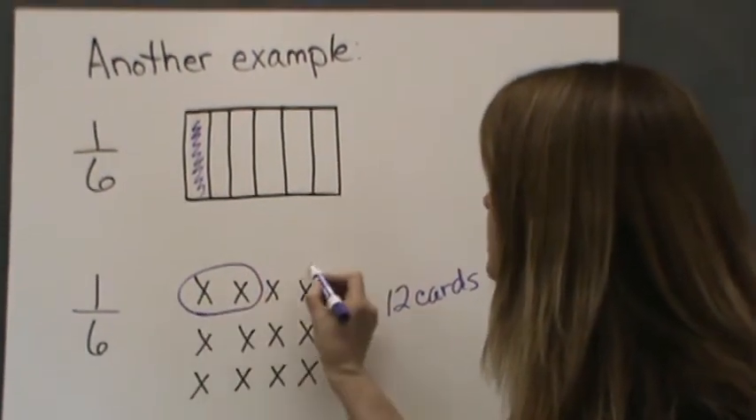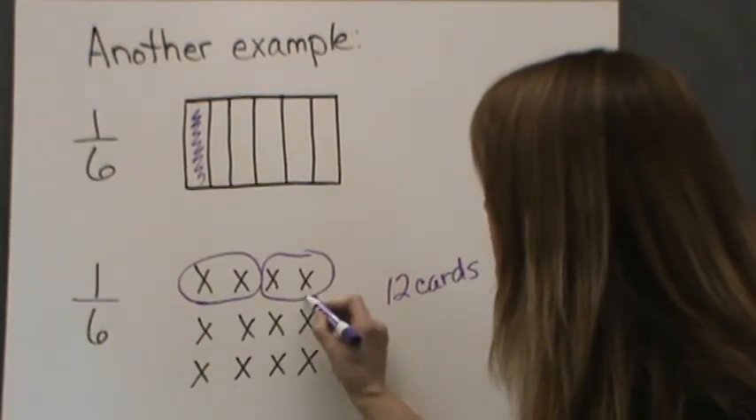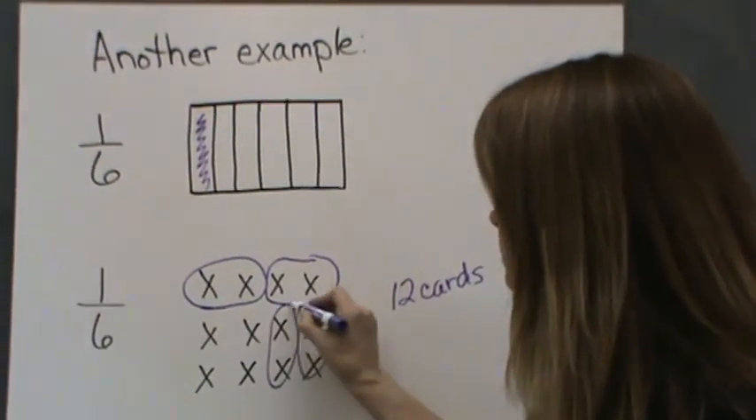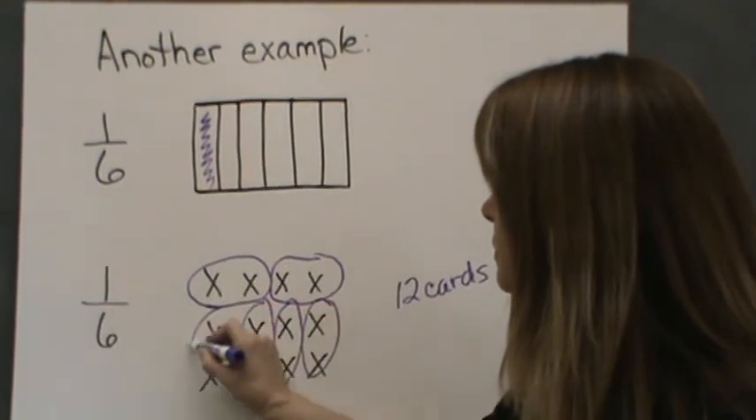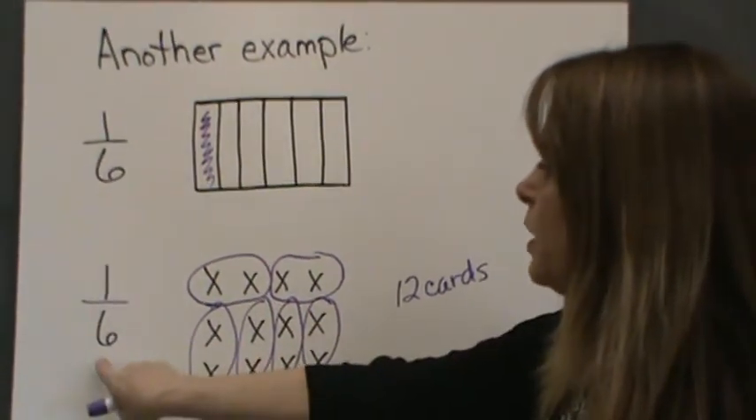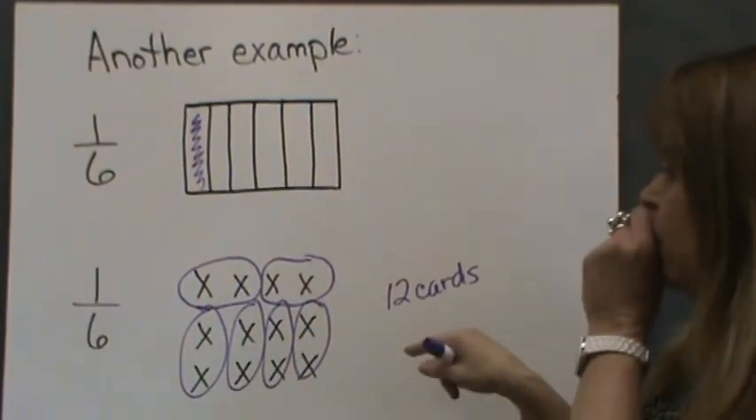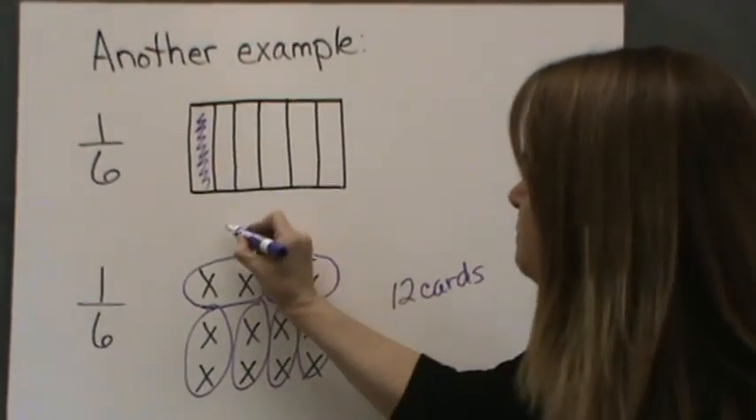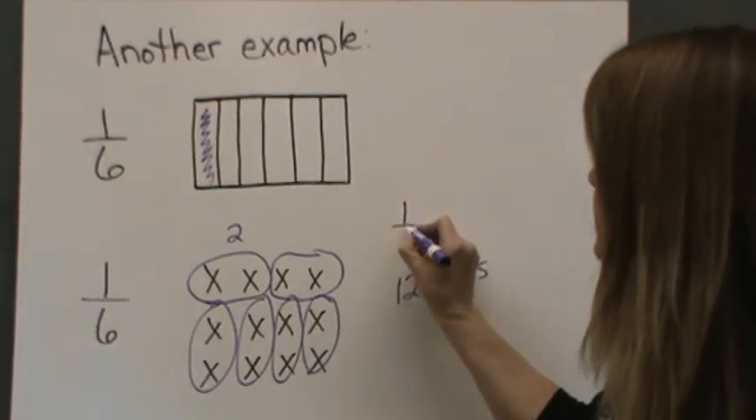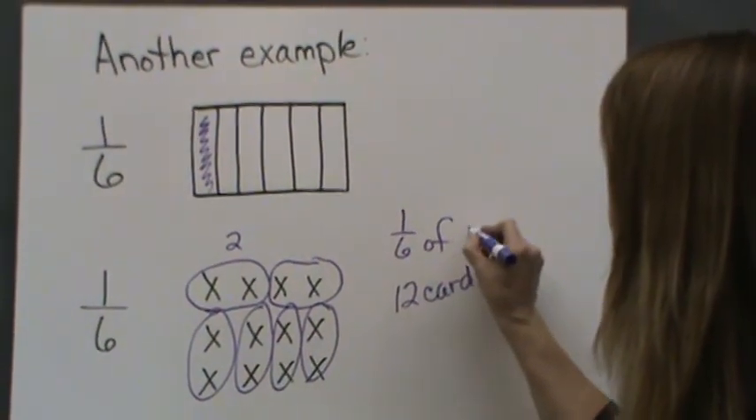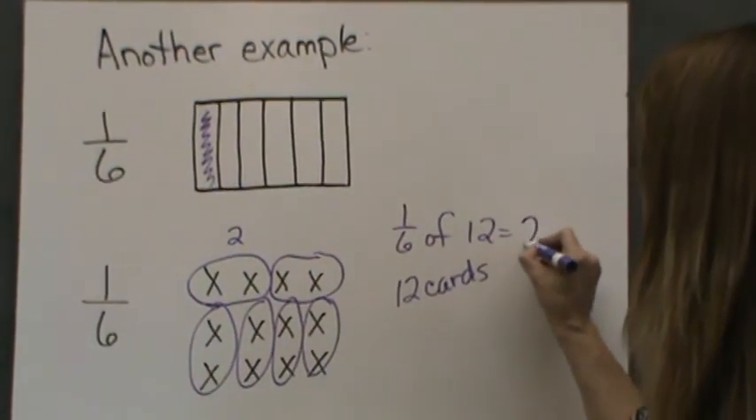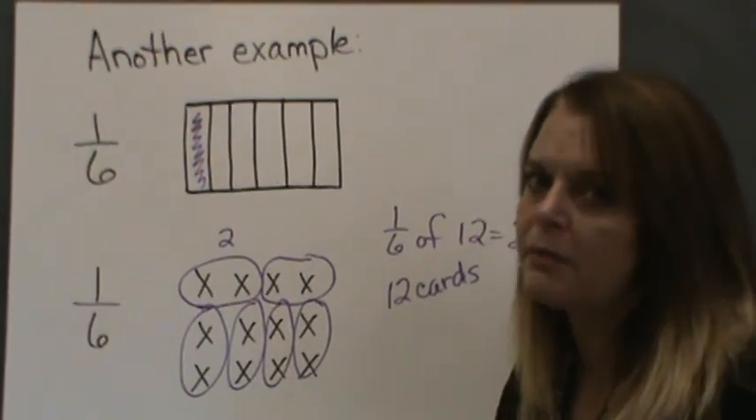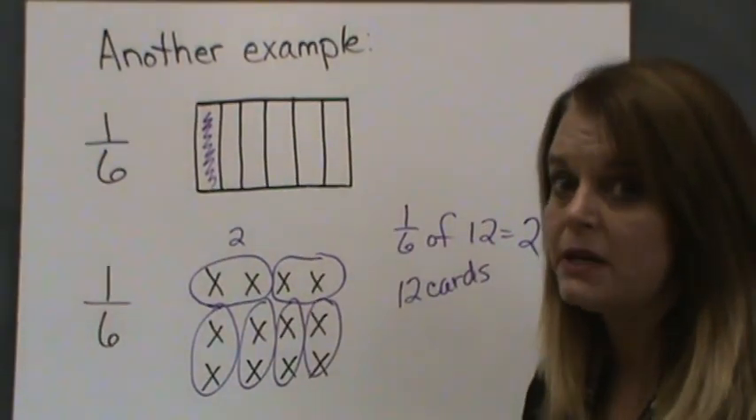So to put 12 cards into 6 equal groups, I'm going to have 2 in a group. There's 2. There's 2. 2, 2, 2, and 2. So what is 1/6 of 12? How many's in 1/6? 2. So 1/6 of 12 is 2. I would have to sell 2 of my baseball cards in order to be able to go to the baseball game tonight.